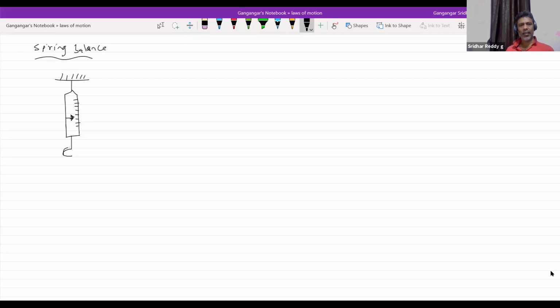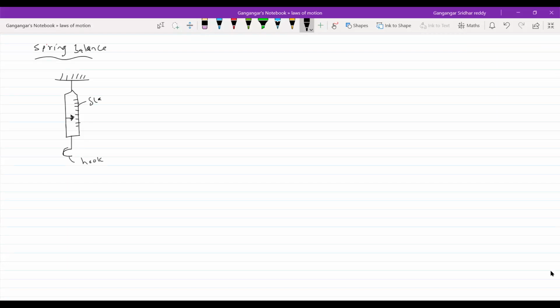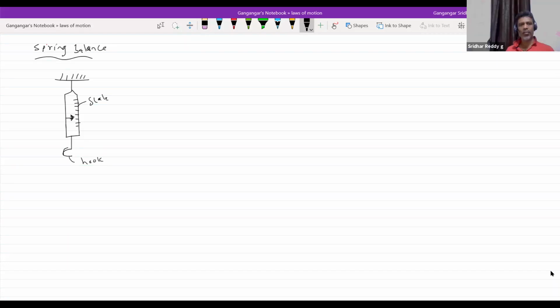So this is like a hook. This is the hook. This is the scale. And based on what you suspend, this particular arrow will slide up and down. This is called a spring balance. You can just type spring balance in Google. It will show you the diagram and everything. Basically it contains a spring. Let's not bother how that all works. There is a spring balance. Now some numericals will be related to the spring balance.